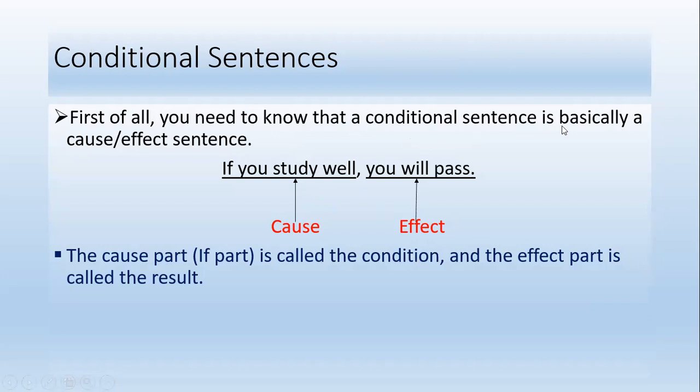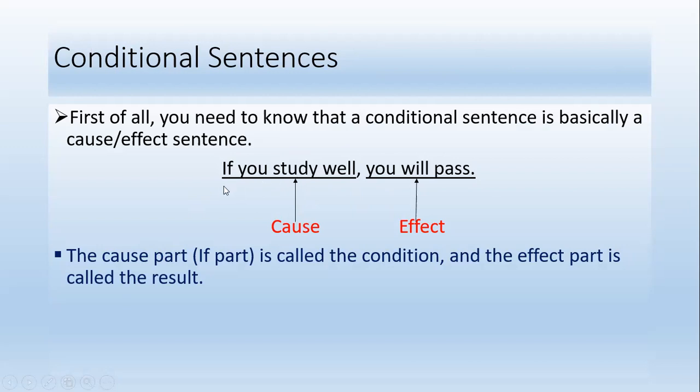Now, let's move on to the form of a conditional sentence. You need to know that a conditional sentence is basically a cause-effect sentence, as we said. For example, he likes pizza, so, or as a result, he went to an Italian restaurant. Here's another example. If you study well, you will pass. Here's a conditional sentence. So if you study well, that's the cause. What would the effect be, or the result of your studying? It is passing the exam.